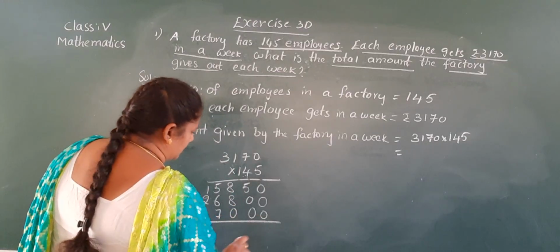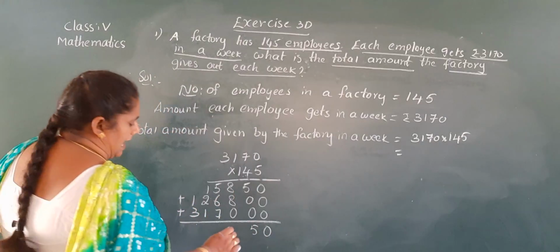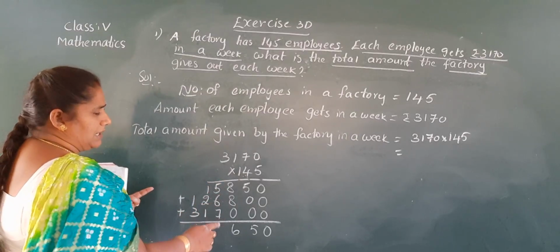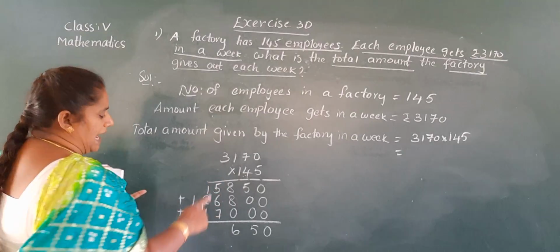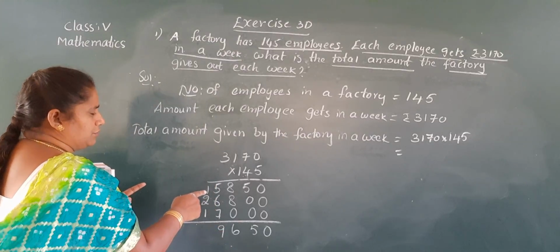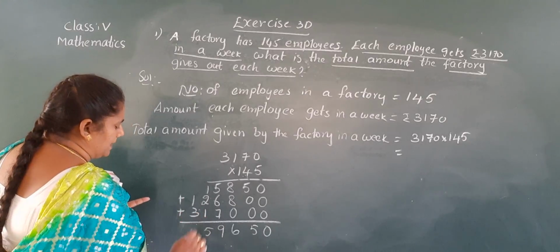Now add these numbers. 0, 5, 8 plus 8, 16. 1 in hand, 6 is down. 1 plus 5, 6, 6 plus 6, 12. 12 plus 7, 19. You should add 1 by 1, Nana. 1 in hand, 9 is down. 1 plus 1, 2. 2 plus 2, 4. 4 plus 1, 5. 1 plus 3, 4.